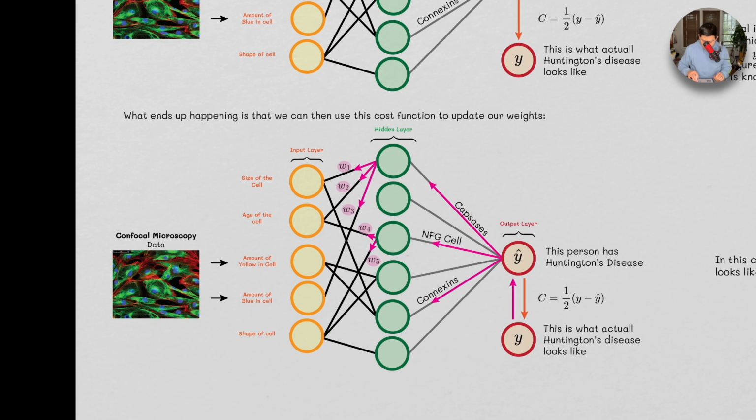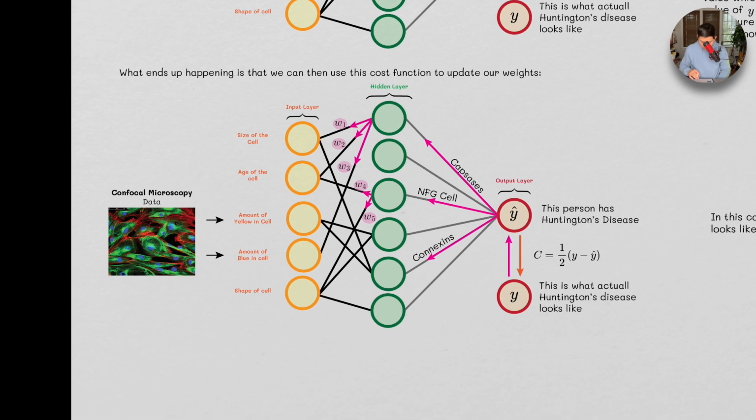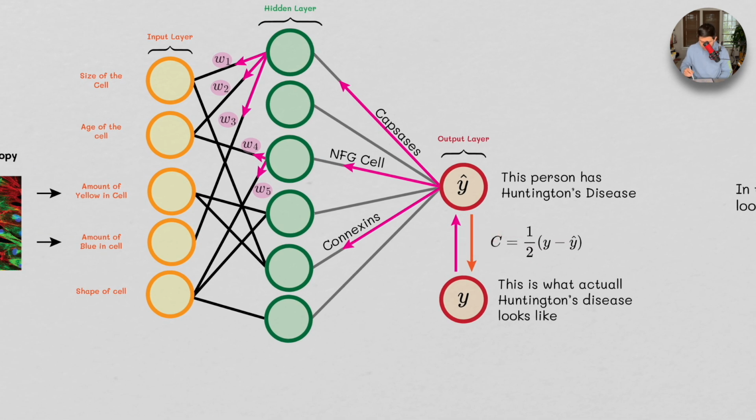What ends up happening now is that we can then use this cost function to update our weights. All right, so let's take a look at what's going on here. Our cost function is going to be some number. Say the difference between these was 2. 2 divided by 2 is 1, and so our cost function is 1. With that number, we're going to go back along these nodes and update all these weights.